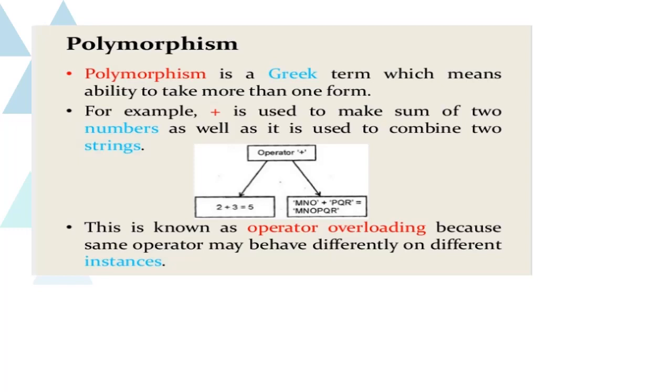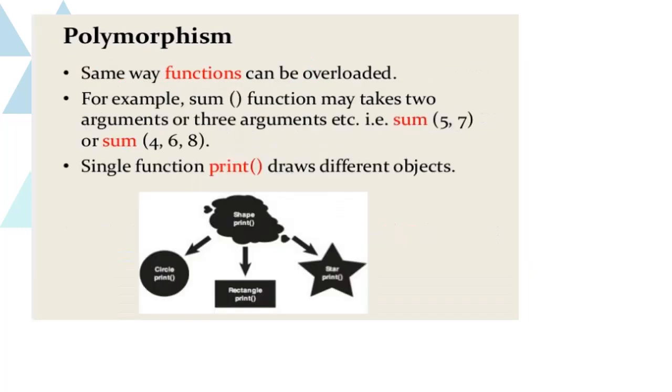So in the first part of the example, the plus operator is used for addition, and the second plus operator is used for string operation. Or you can consider that for combining two strings we are using the plus sign or plus operator. So in polymorphism we have to understand the concept of overloading. The same method name, which is method overloading, or operator symbol, which is operator overloading, can be used in different contexts.